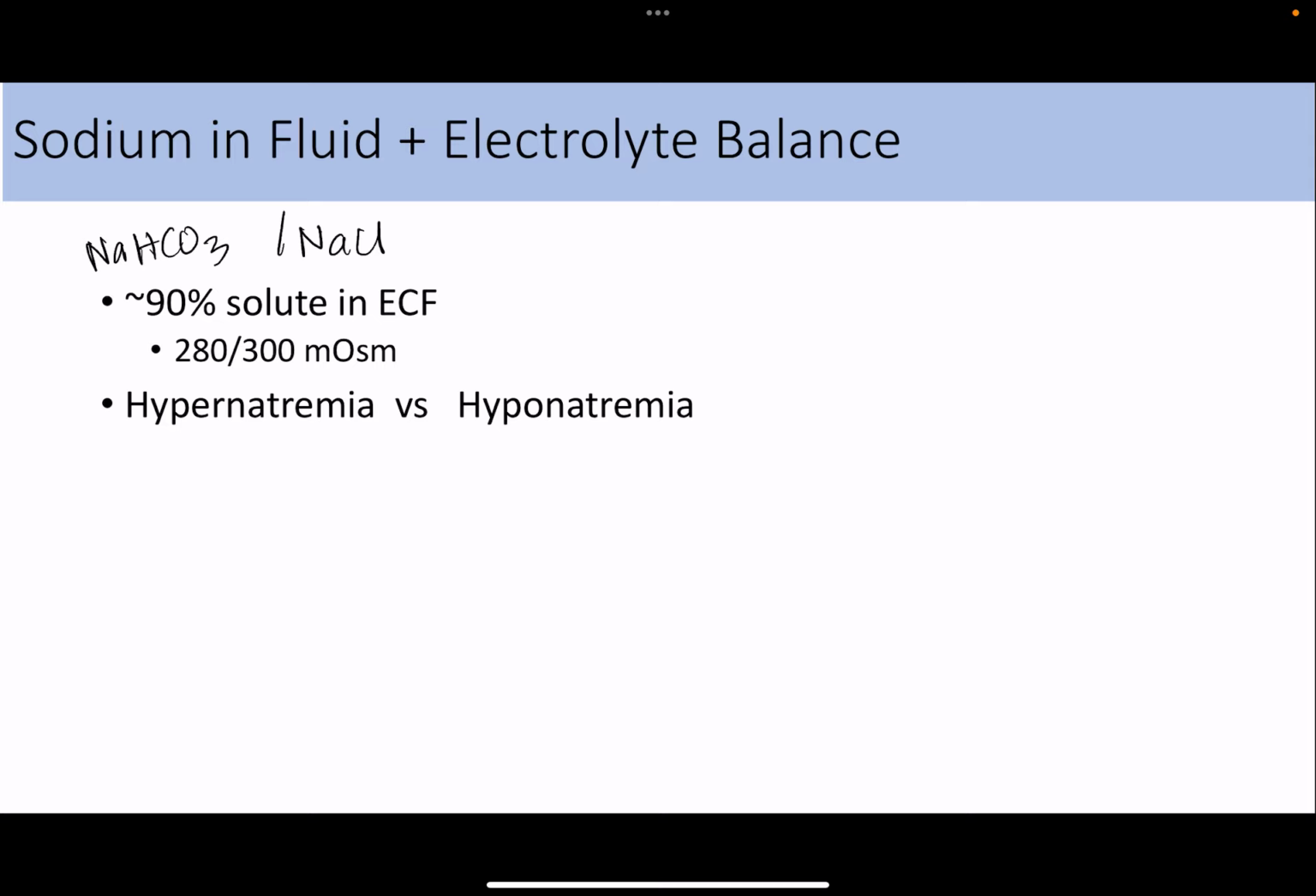Hypernatremia. So what did we say was the average value for sodium outside the cell? 140. So if it's greater than 145 milliequivalents per liter in the blood, it's considered hypernatremia. If it's lower than 135 milliequivalents per liter in the blood, it's considered hyponatremia. Both of these are going to affect water balance.